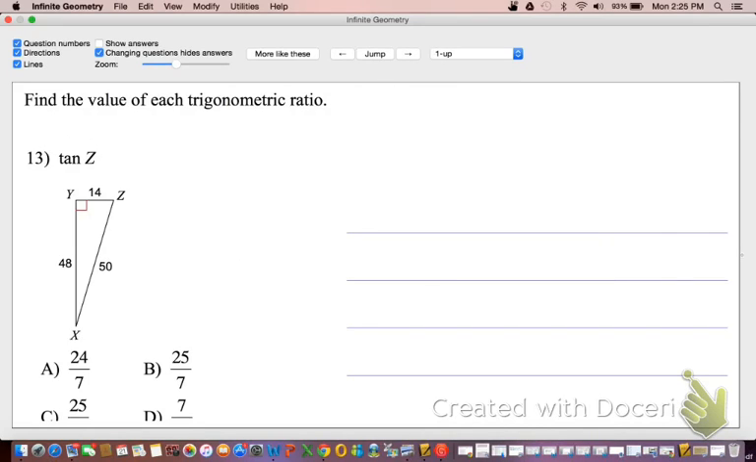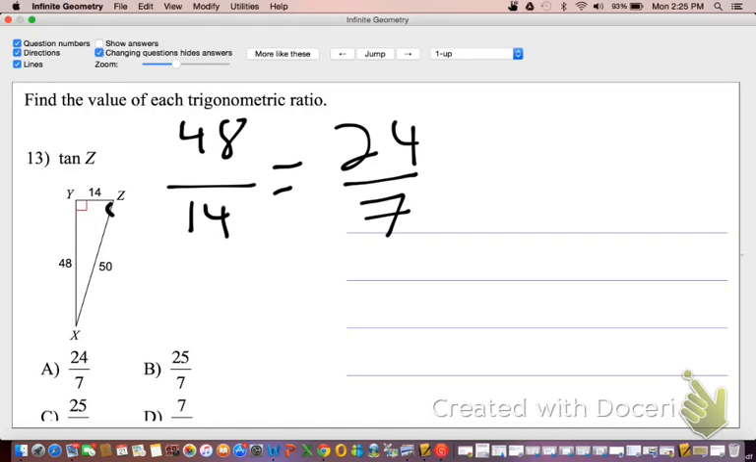So tangent of z. z is right here, so it's opposite. What is opposite? It's 48. And then adjacent is the side next to z that's not the longest one, which is 14. We can reduce that to 24 over 7. So tan of z is 24 over 7.